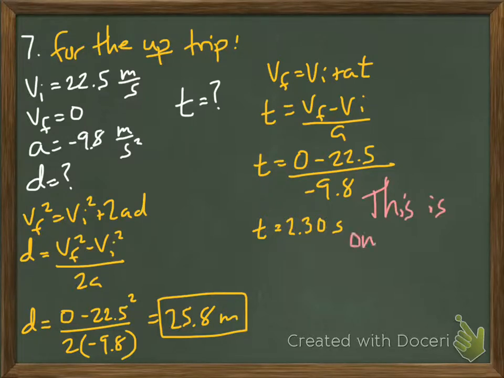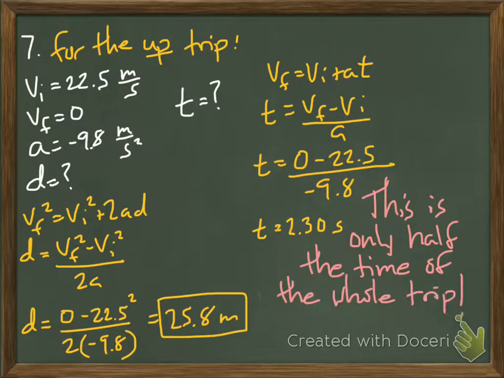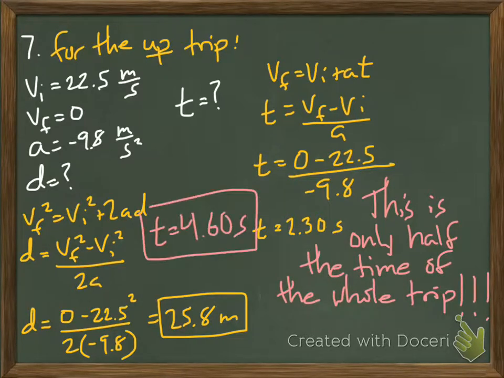But be very careful. This is only half of the time, because we're only doing one trip at a time, so this is only the up trip. If you want to know the total time that the ball remains in the air, up and down, you've got to double it. Remember that the time it takes for the object to rise is equal to the time it takes the object to fall. So when you solve for time in these problems, you have to double it to get the total time of your trip.